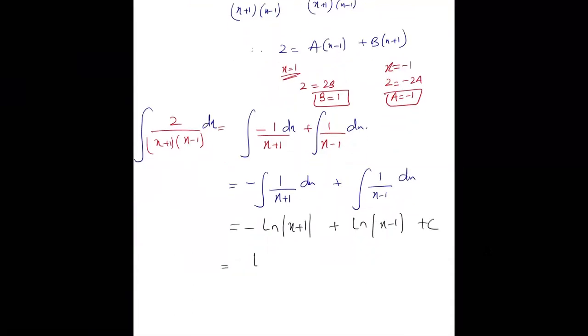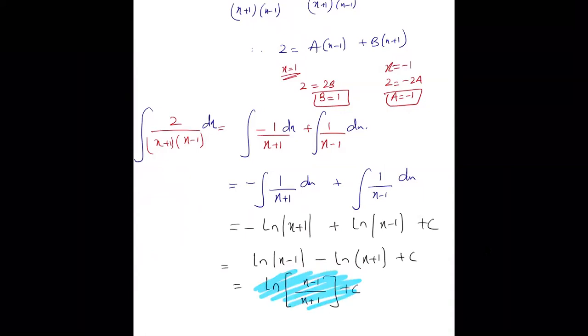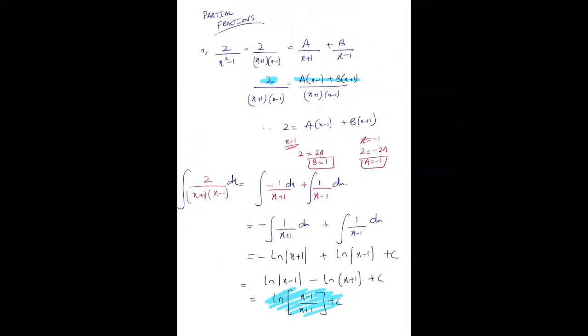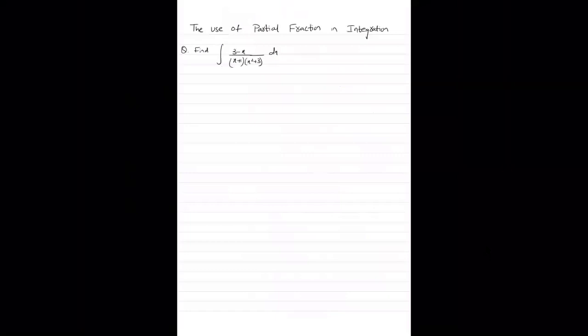Now, if you want, you can rewrite this as ln of x minus 1 minus ln of x plus 1 plus c. And if you recall the properties of the log, if the two logs having the same base are subtracted, they can be expressed as a single fraction like this, ln of x minus 1 over x plus 1 plus c. So that is the integration of this function. Now do you understand the purpose of making partial fractions and the use of the partial fraction in integration? Yeah. Okay.